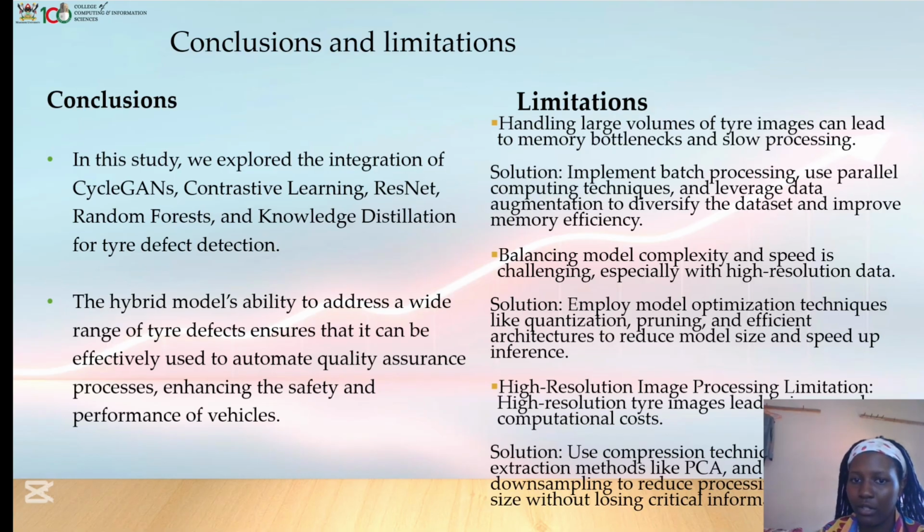Handling large tire images led to memory bottlenecks and slow processing. So with that, we leveraged data augmentation to diversify the dataset and improve memory efficiency. Then we balanced the model complexity and the speed. Actually, we faced a problem with balancing the model complexity and the speed. So we employed model optimization techniques and used an efficient architecture to reduce the model size and improve speed, most especially in the MobileViTResNet.